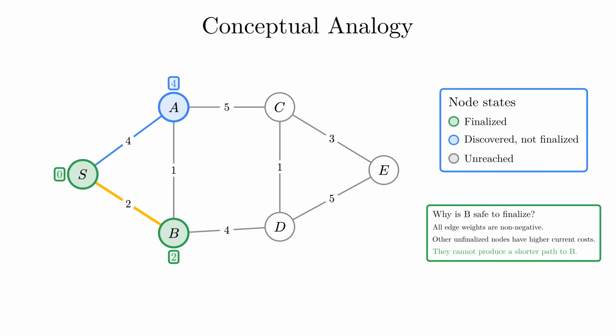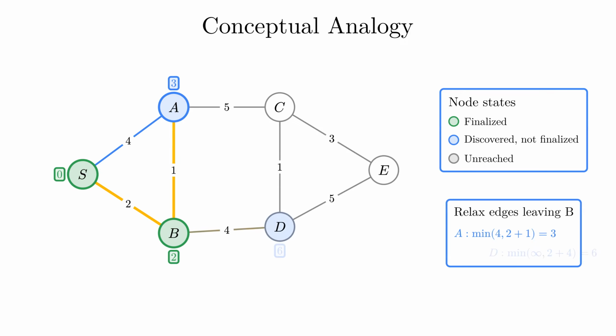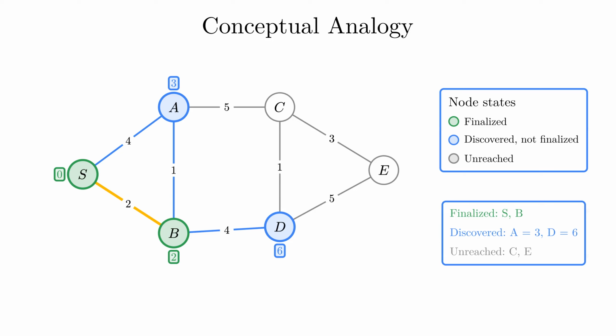Because all edge weights are non-negative, any path through an unfinalized node with a higher current cost cannot produce a shorter path to this node. We then relax B's outgoing edges to lower the tentative distances of its neighbors. Going through B improves A from 4 to 3, and discovers D with tentative distance 6. After one greedy step, S and B are finalized, A and D form the discovered frontier, and C and E remain unreached. The next iteration will choose A, because 3 is the smallest tentative distance.